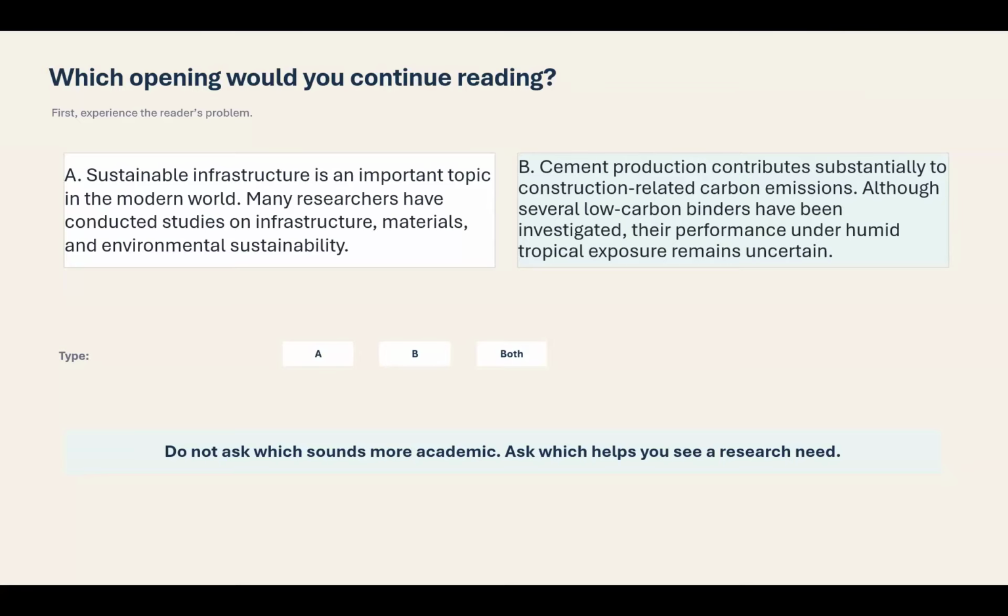Actually, in sentence B, it has clearly mentioned what has been already investigated and what is still uncertain. It clearly says, although several low carbon binders have been investigated, the performance under humid tropical exposure remains uncertain, which clearly indicates that the specific area still needs research in that specific context, so there is a research need in that area.